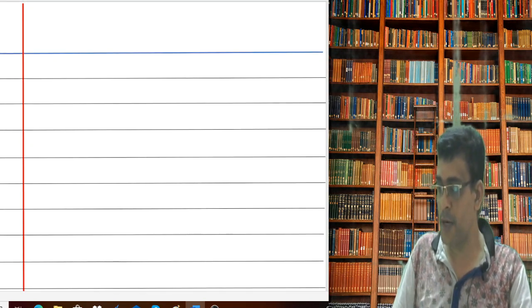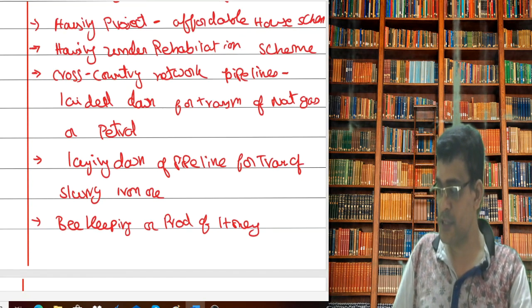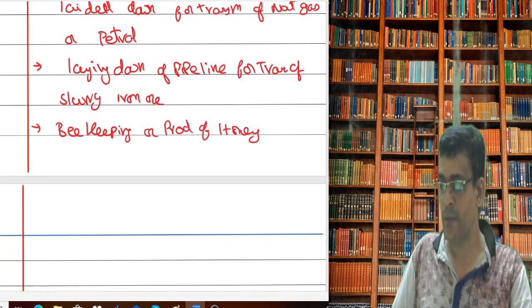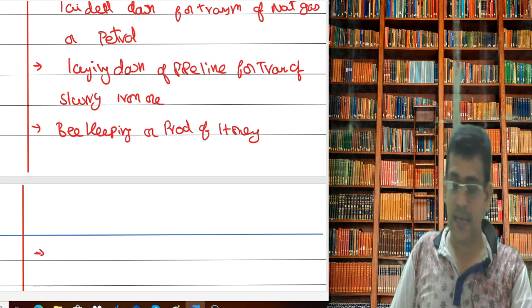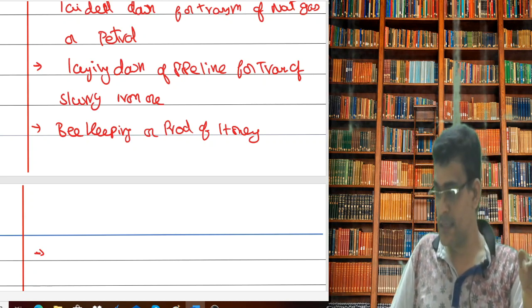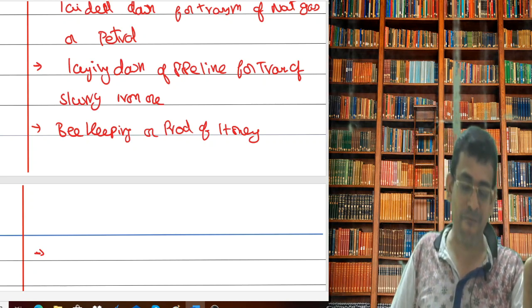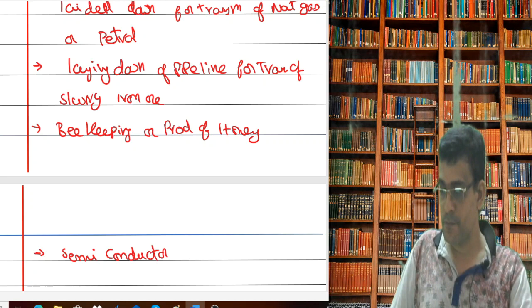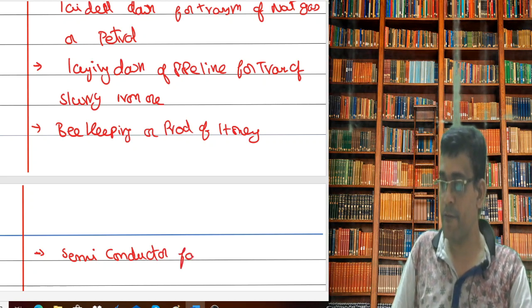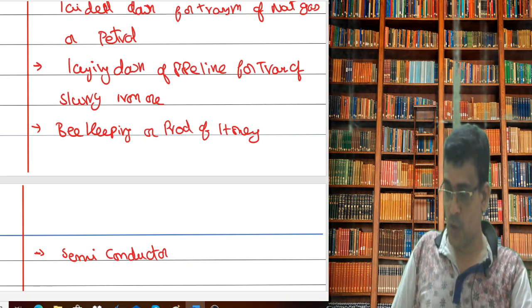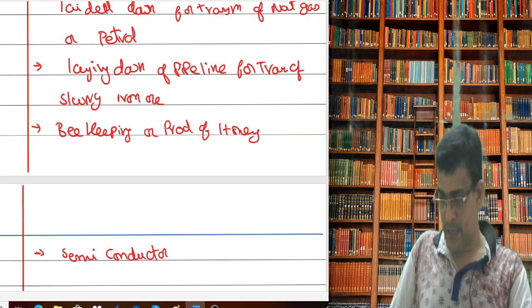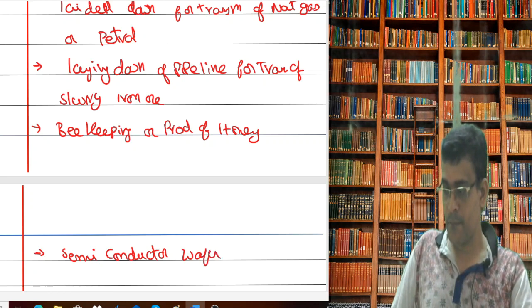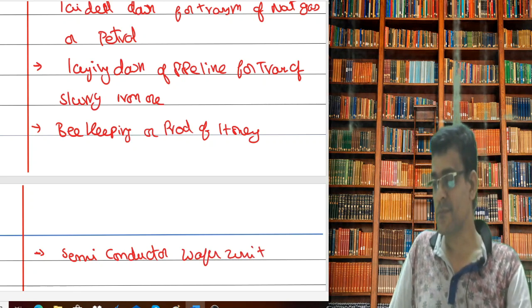The last point which we have to consider as a part of Section 35AD is your specified business, which is any person engaged in production of semiconductor wafer. So any entity engaged in production of semiconductor wafer, that unit is also said to be called a specified business.